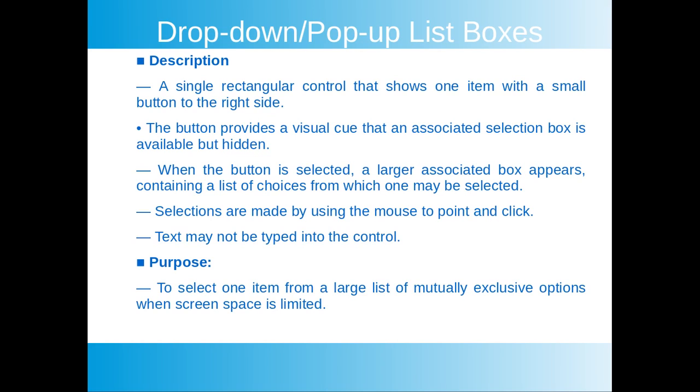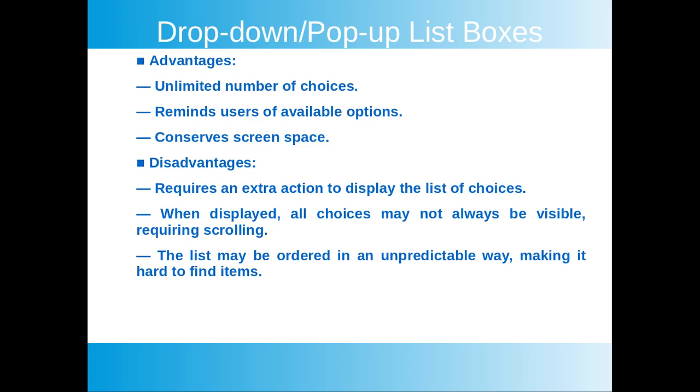Purpose of drop-down or pop-up list boxes: to select one item from large list of mutually exclusive options when screen space is limited. Advantages of drop-down list boxes: unlimited number of choices, reminds users of available options, conserves screen space. Disadvantages of drop-down list boxes: requires an extra action to display the list of choices. When displayed, all choices may not always be visible, requiring scrolling. The list may be ordered in an unpredictable way, making it hard to find items.